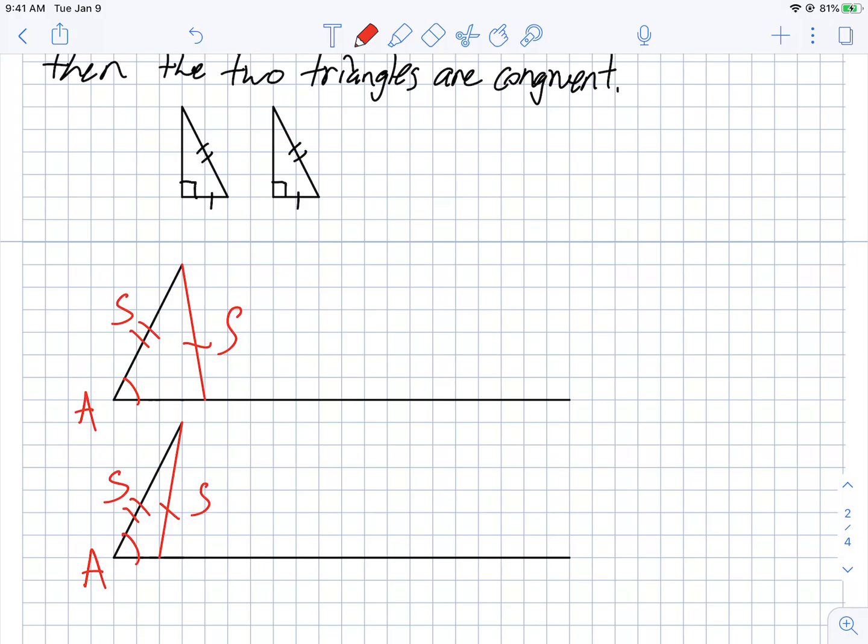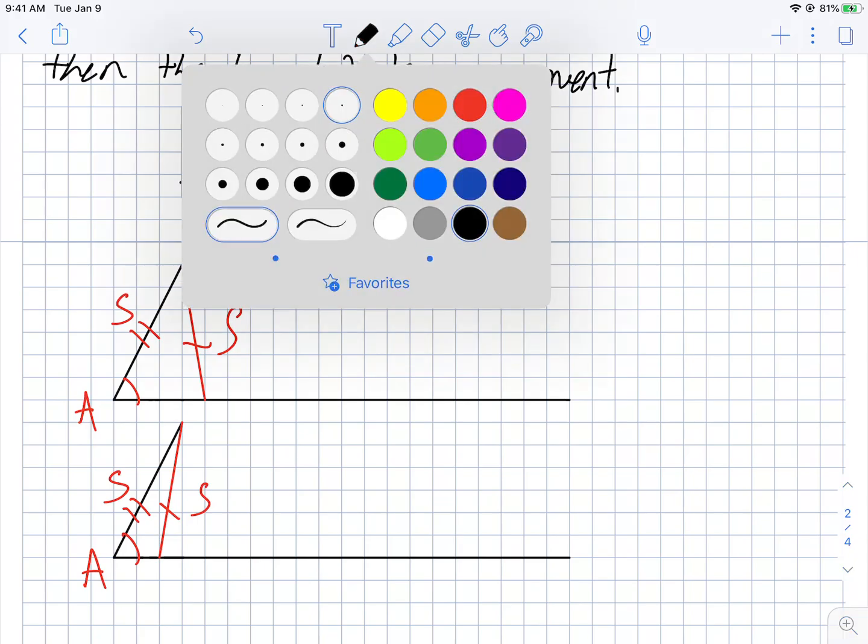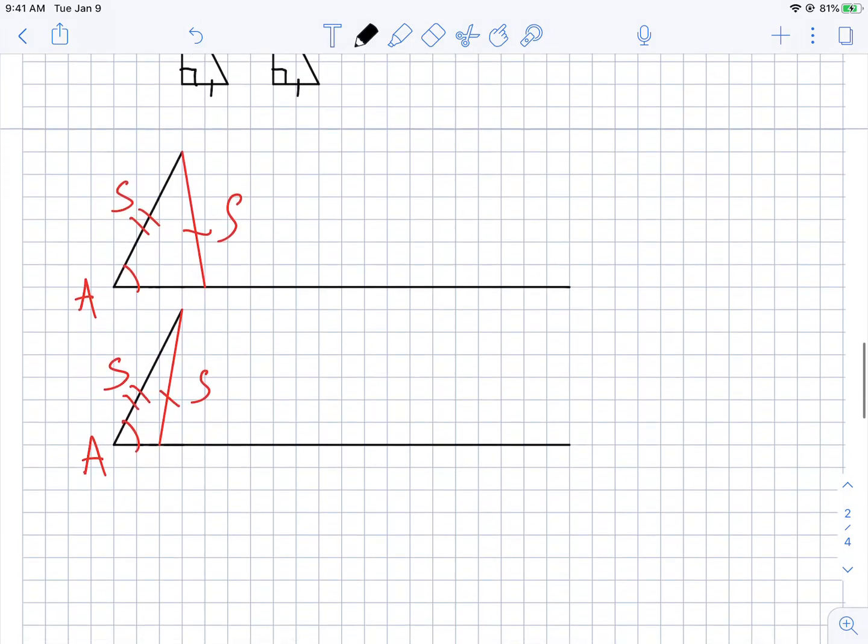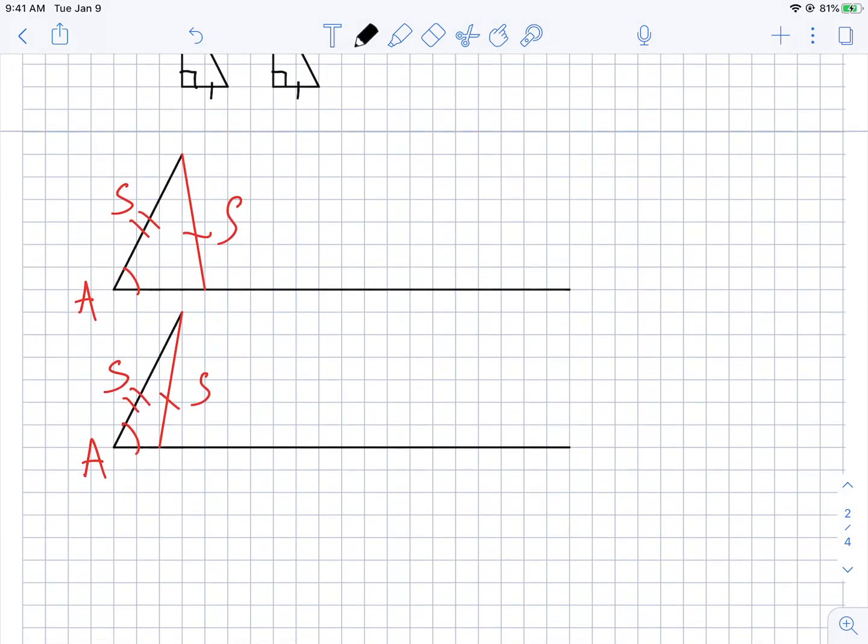If we don't have a right triangle, if we don't have the right angle down here, it doesn't work. So if we did have an instance of angle, side, side, if it's a right triangle, it works. If it's not a right triangle, it does not work. And again, in the classroom, it's a lot easier to show that.